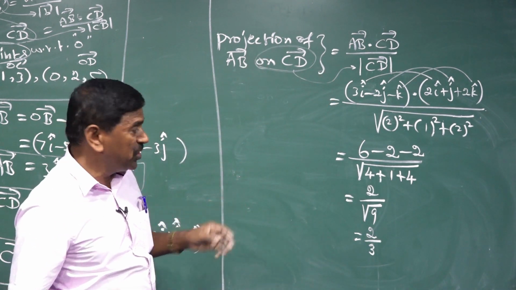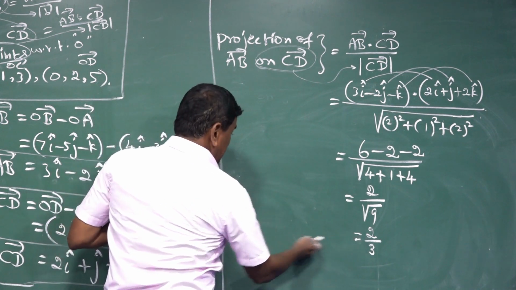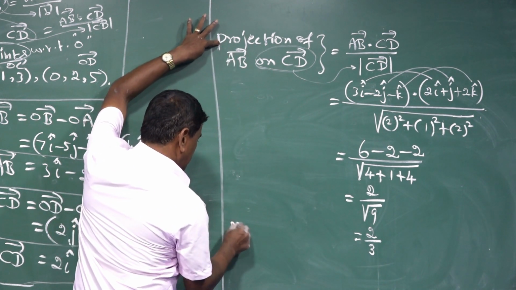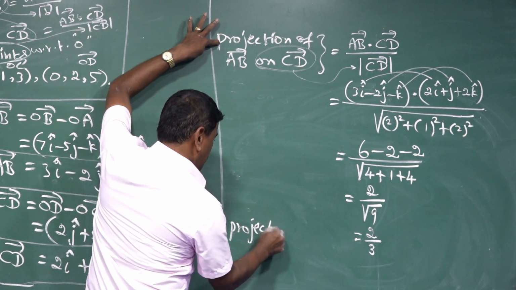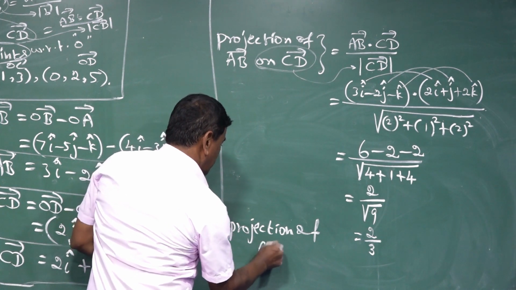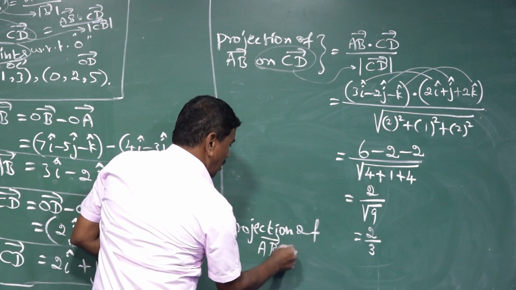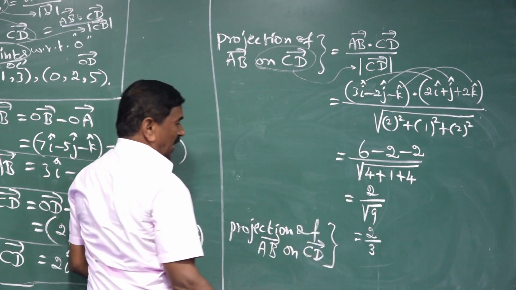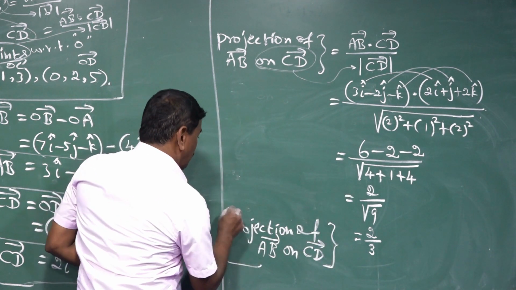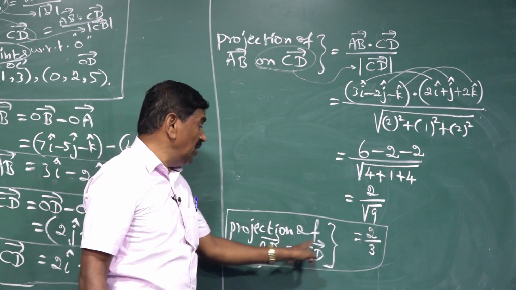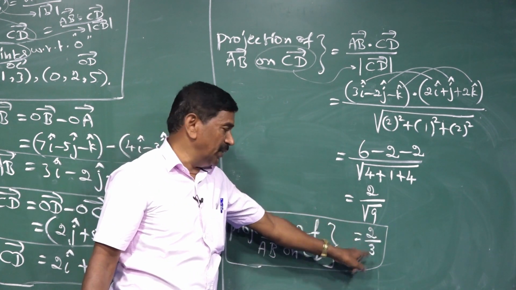Now I want to write the conclusion, which is the last step. The projection of AB vector on CD vector is given by the answer 2 by 3. Therefore, the projection of AB vector on CD vector is 2 by 3.